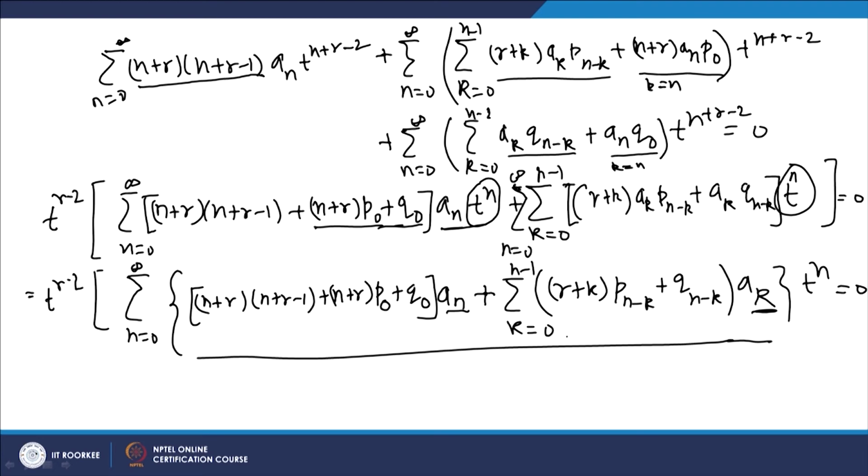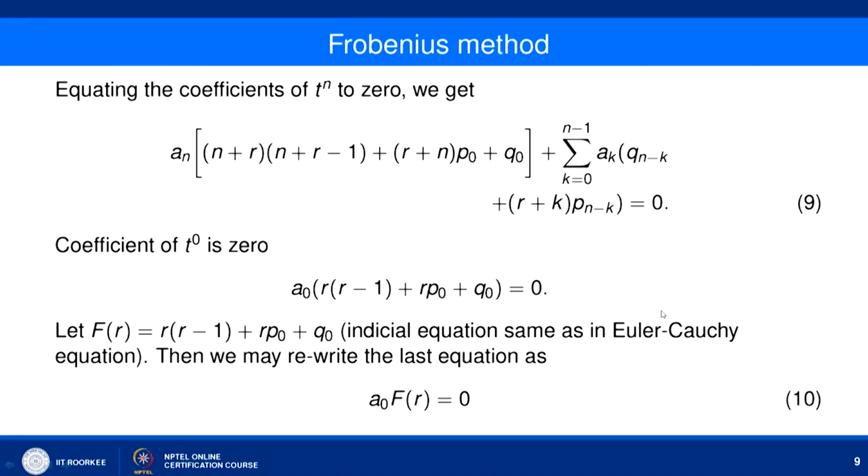Here if you look at this term, if you start from k equal to 0 to n minus 1, then we are getting terms from a naught to a n minus 1. So here we are just collecting the coefficient of a n, and here it is the coefficient of a k, where k is from 0 to n minus 1. So this is the coefficient of t to the power n. So it means that the coefficient of t to the power n has to be 0. So this quantity has to be 0 for each n. So here we say that equating the coefficient of t to the power n to 0, we get the following expression that we have just looked at.